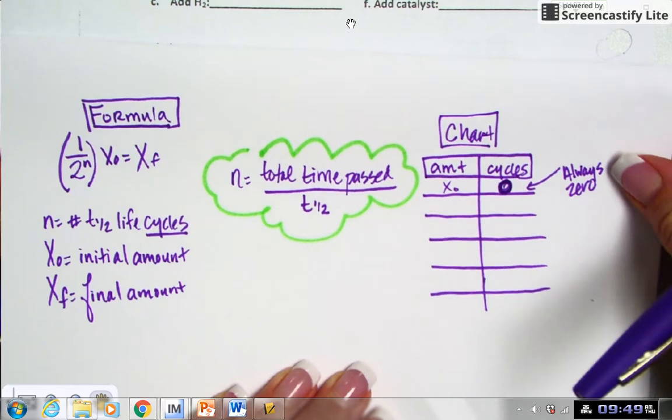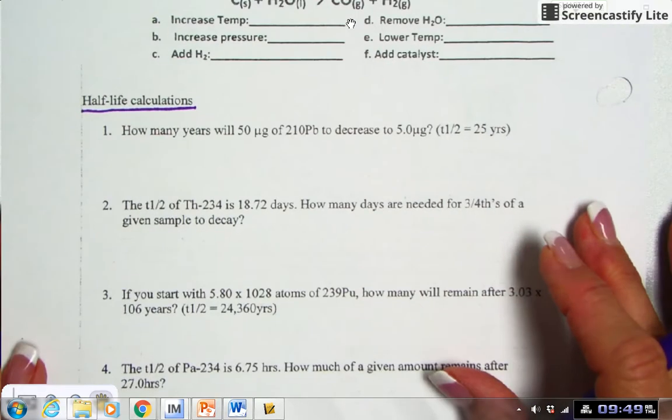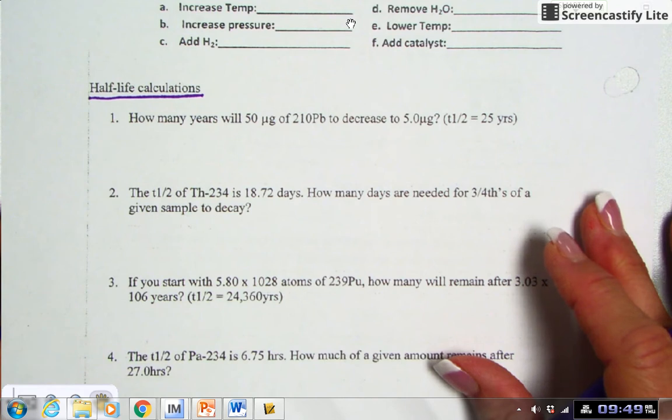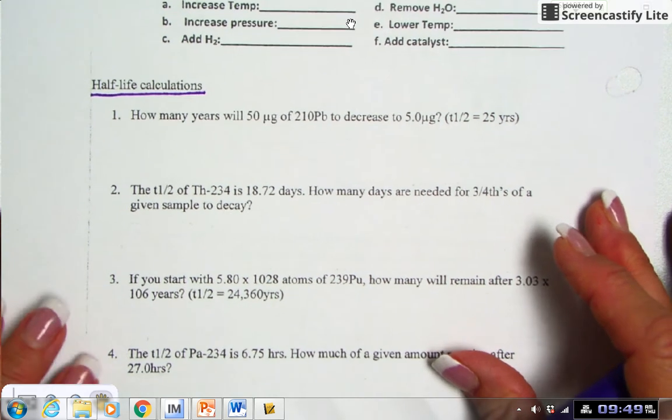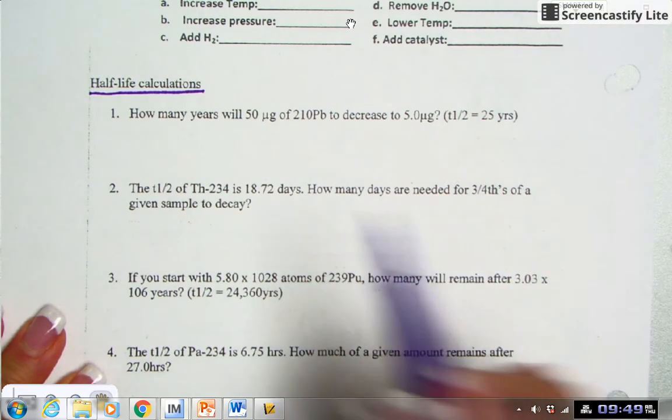Now, the problems I'm going to be using are from the final facts review sheet that we have been working on over the last several days. And we're going to go to the back where we have half-life calculations. Now, with this first problem, the formula method is going to work best.